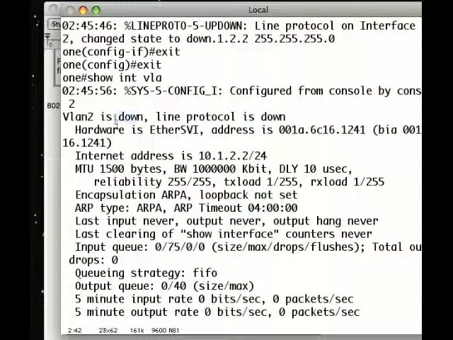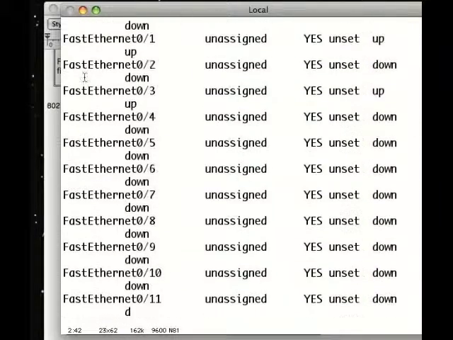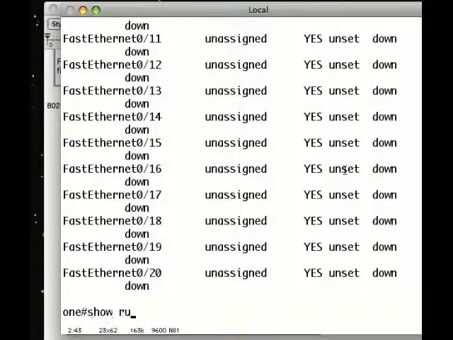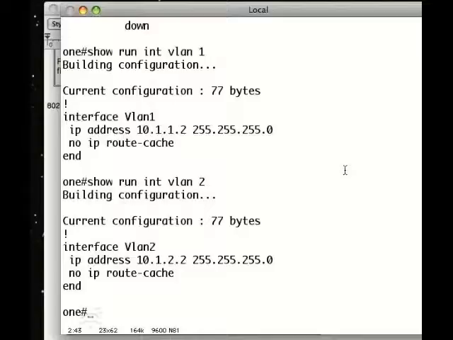Show int VLAN 2. So look at this. VLAN 2 is down, line protocol is down. If I do a show ip int brief, VLAN 1 is up and VLAN 2 is down. Let's look at the difference in our config. Show run int VLAN 1, show run int VLAN 2. What's the deal? There's no difference in our config. Okay, well, the problem is that VLAN 2 does not exist on this switch.